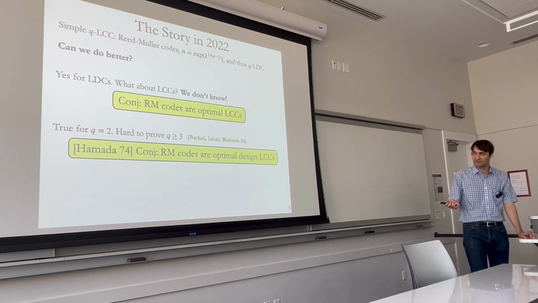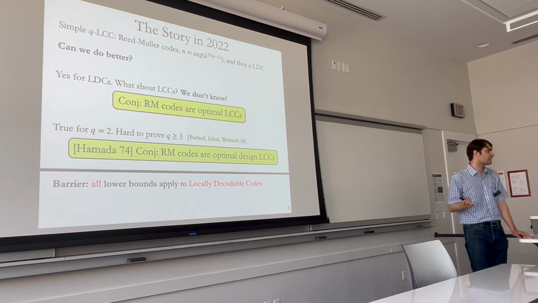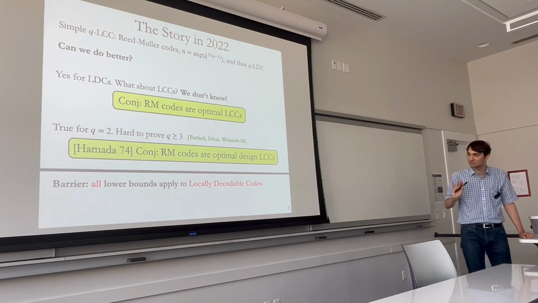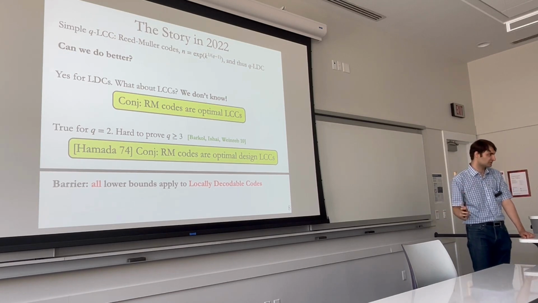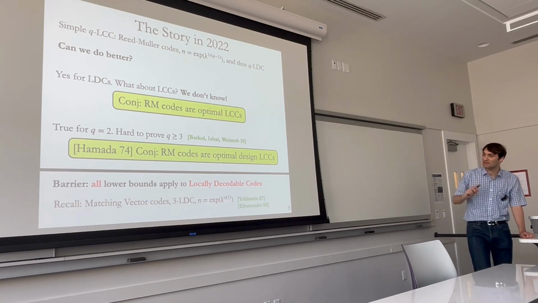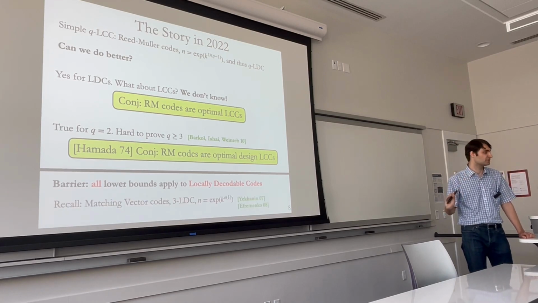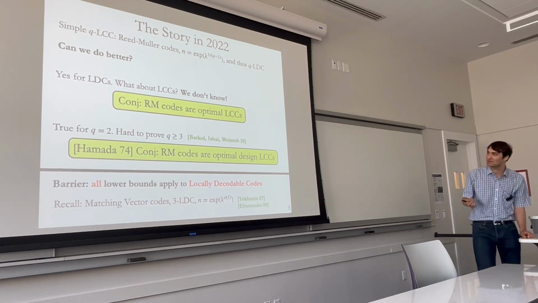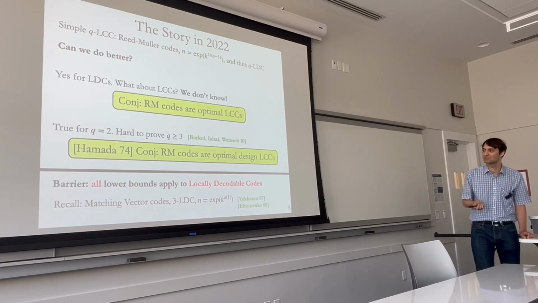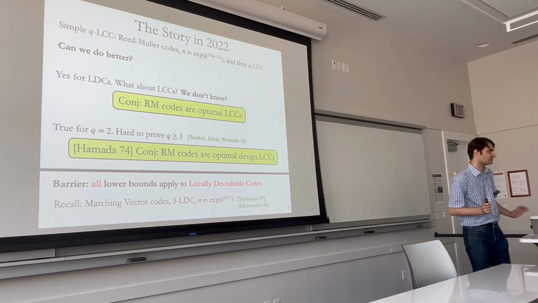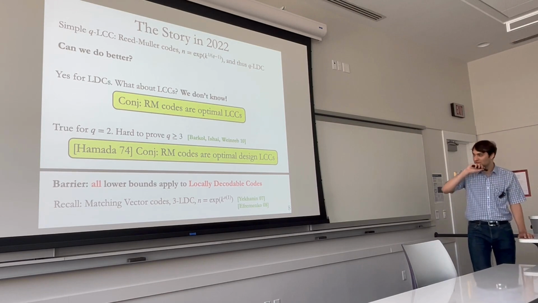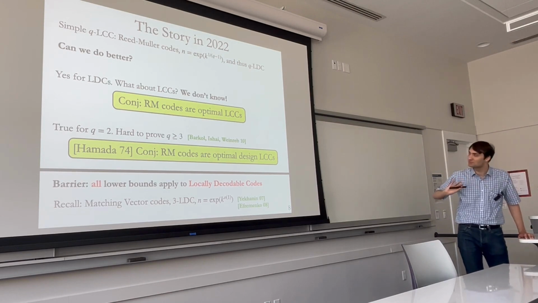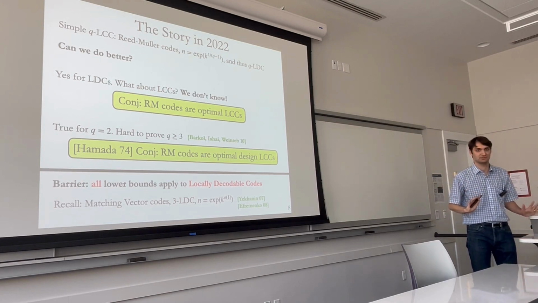And there's one more barrier, which is that all our lower bound techniques apply to this weaker notion of locally decodable codes. And as I told you, there are better locally decodable codes than Reed-Muller codes. So you can't prove this conjecture if you're only proving lower bounds for locally decodable codes. Okay, so this is pretty much the whole story as of 2022.